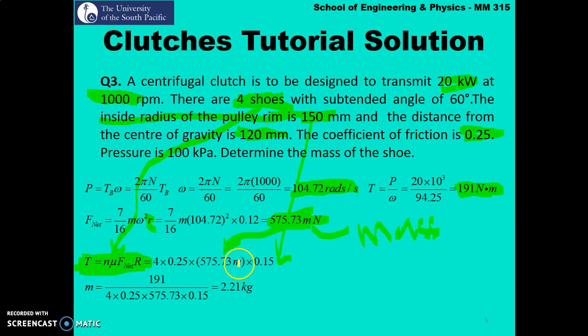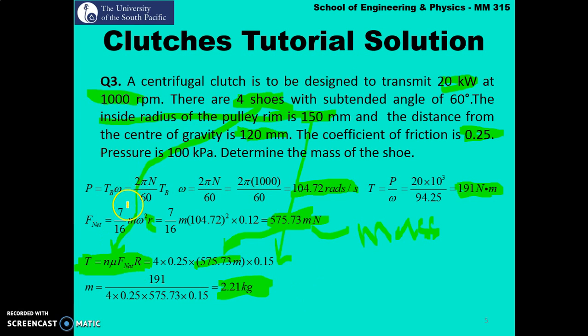So if we make m the subject of the formula, your torque 191 Newton meter divided by 4 shoes times your coefficient of friction times this value times the inside radius of the rim, we obtain that the mass of each shoe is roughly 2.21 kg.